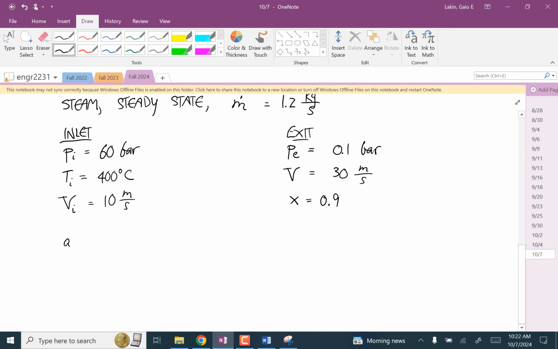And what we want to do is first use the standard turbine assumptions, so the simplified ones I gave last time, to find the power generated.